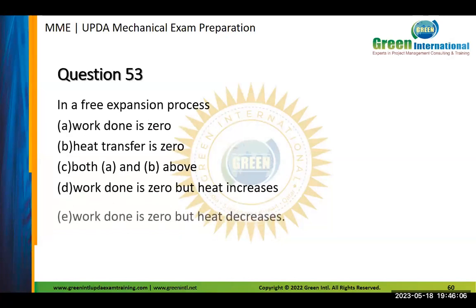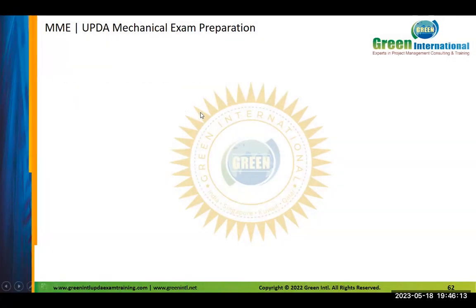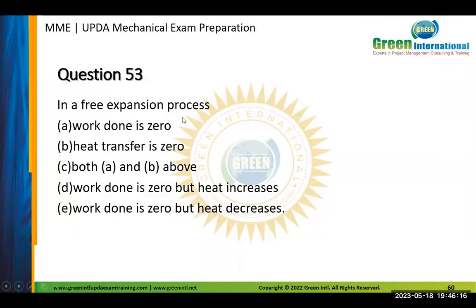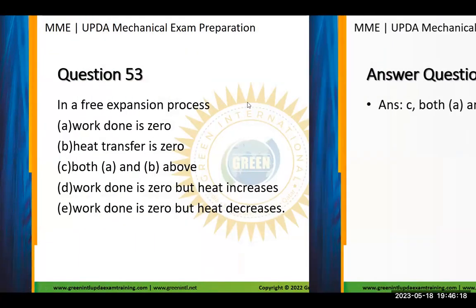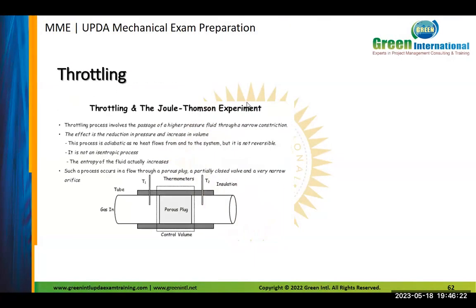The expansion process is zero. Work done and the heat process zero. Throttling process. What's the throttling process? Throttling process, this is the flow moving inside a porous plug. Porous plug like honeycomb. So the high pressure coming into this cylinder, and after this moving here through these holes.